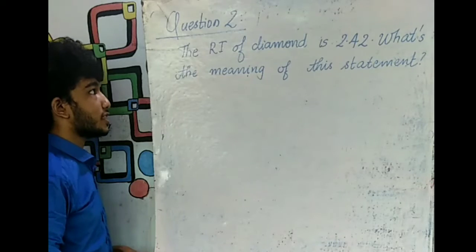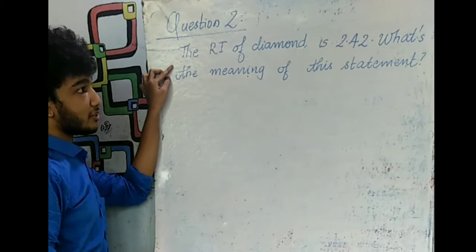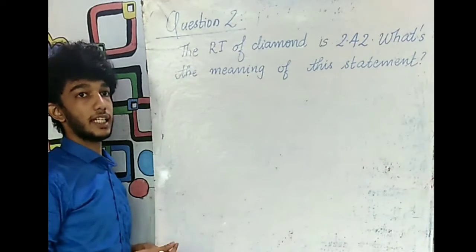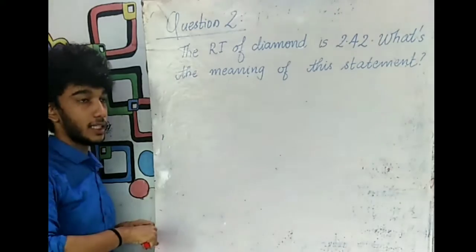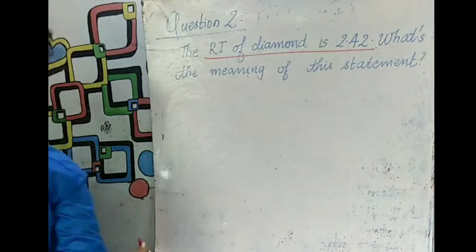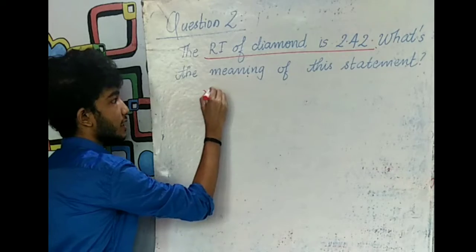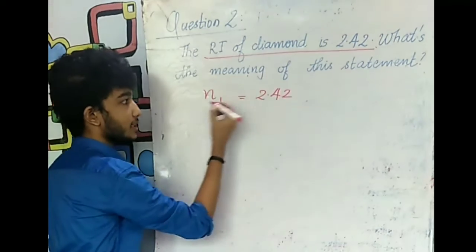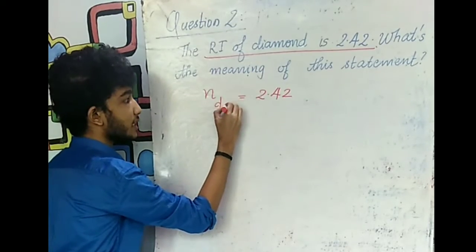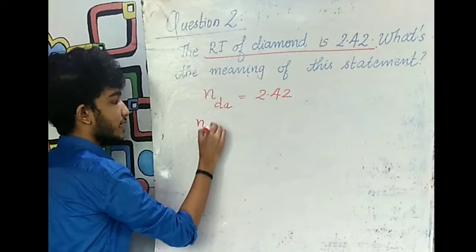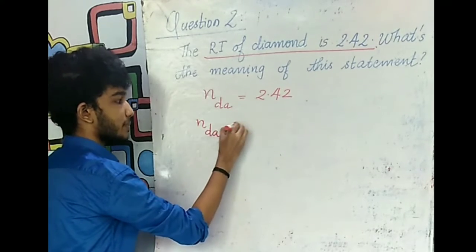Now see the second question. The refractive index of diamond is 2.42. What is the meaning of this statement? What do you mean by the refractive index of diamond is 2.42? It is given that the refractive index of diamond is 2.42. That means the refractive index of diamond with respect to air is 2.42.